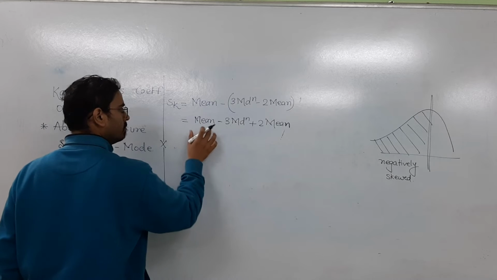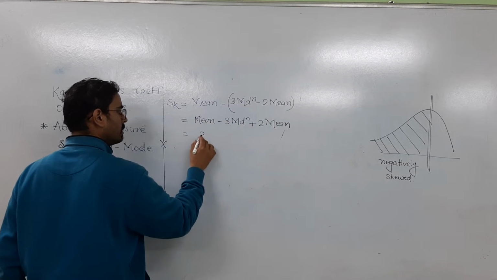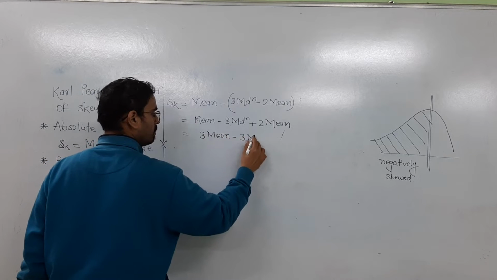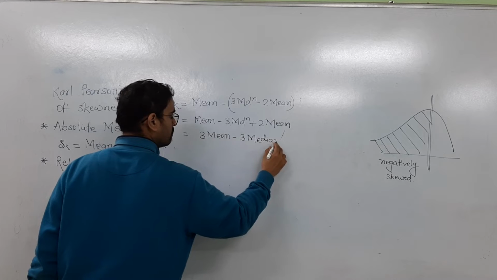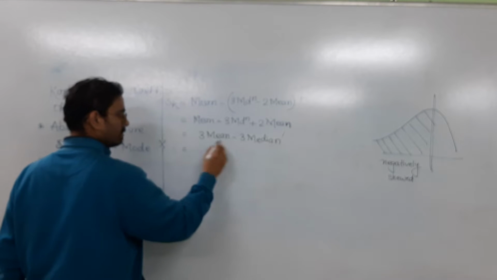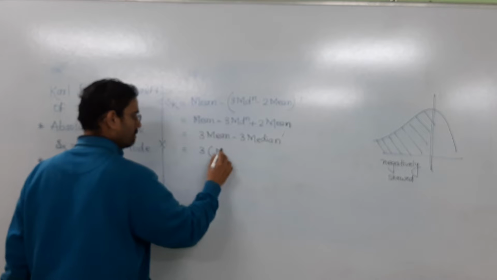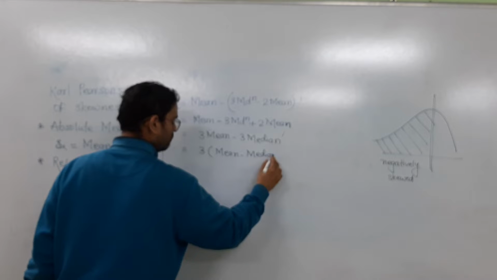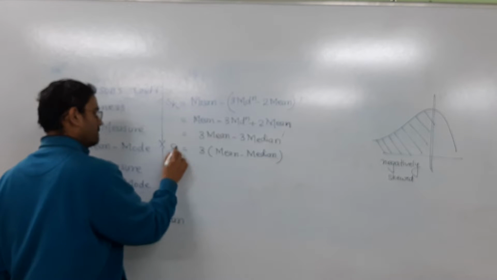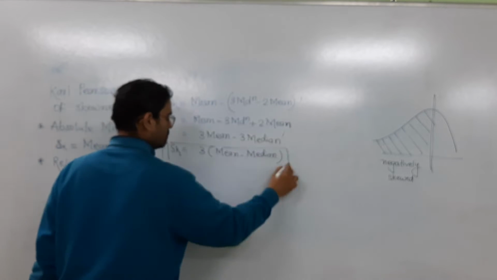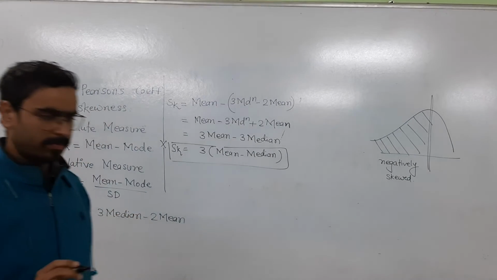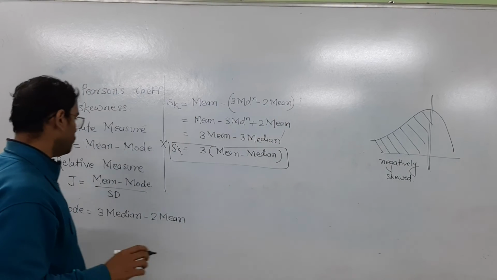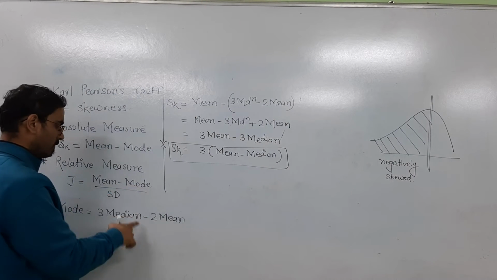Okay. So mean plus 2 mean, that will be 3 mean minus 3 median. So we can take 3 as common, 3 times mean minus median. That is the new formula of Sk in terms of mean and median. In the same way, we are going to replace the mode with that formula.